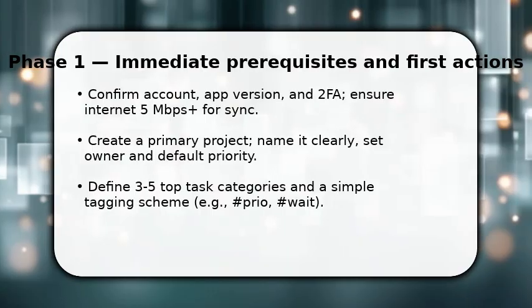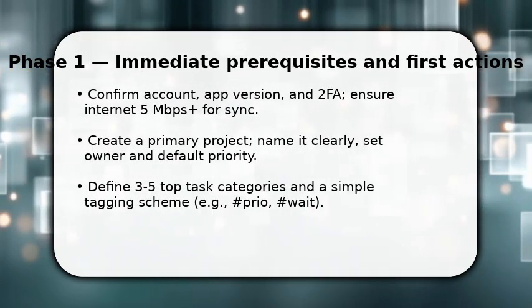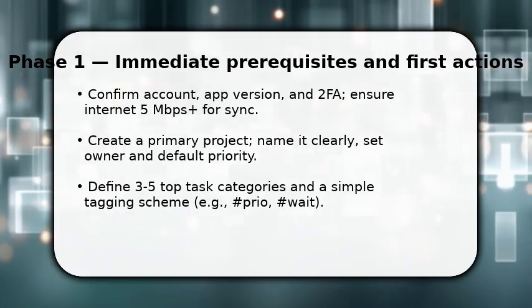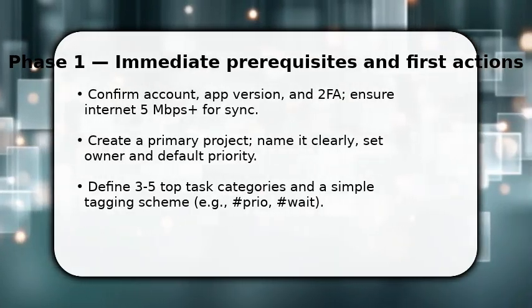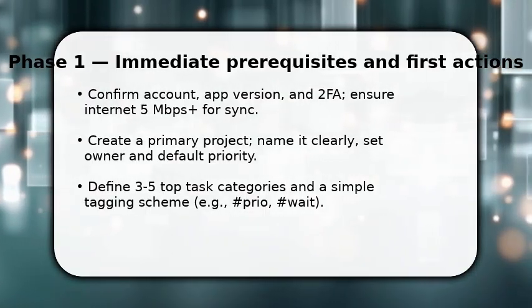You start by making sure prerequisites are ready: account, app version, and working internet. Once authenticated, create the primary project and assign an owner so responsibility is clear. Next, pick 3 to 5 task categories and a concise tag system.